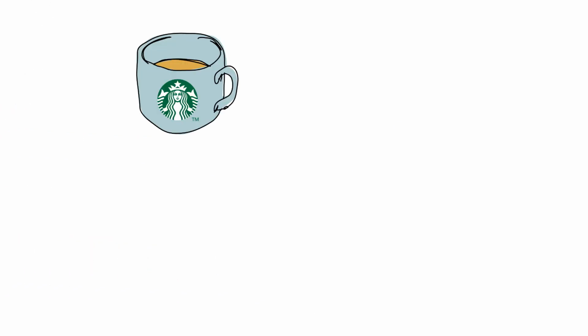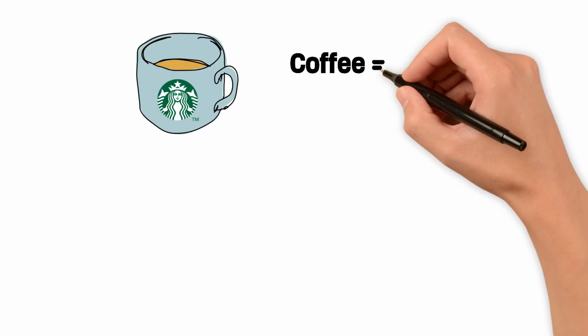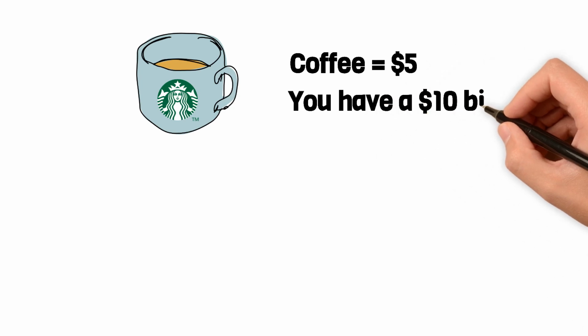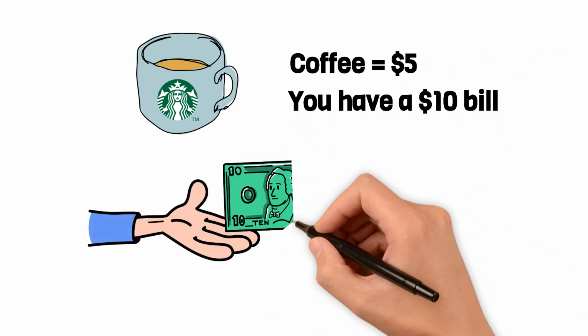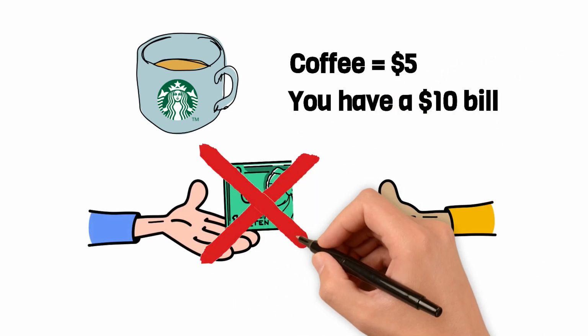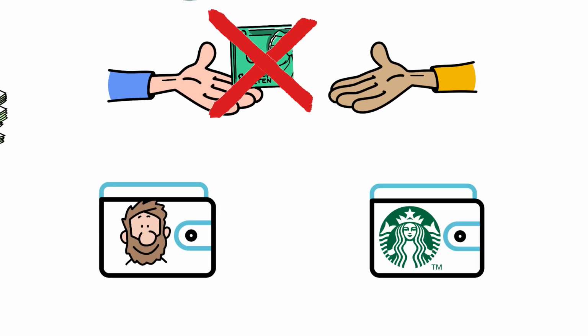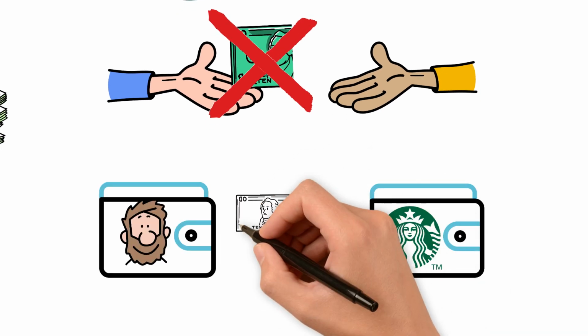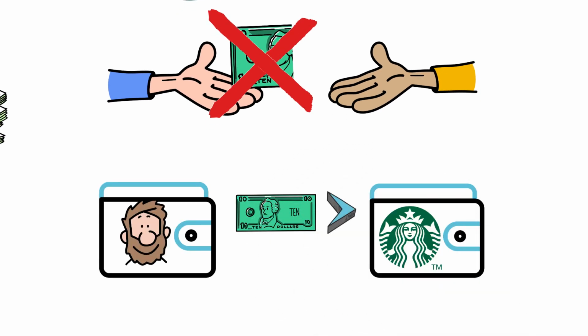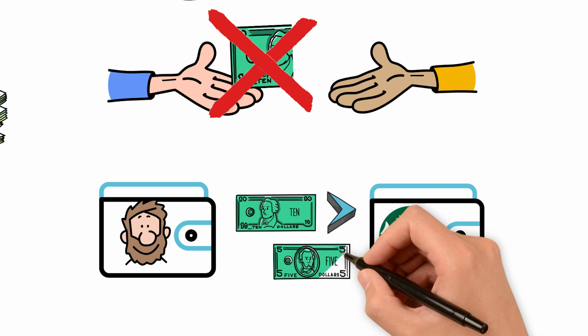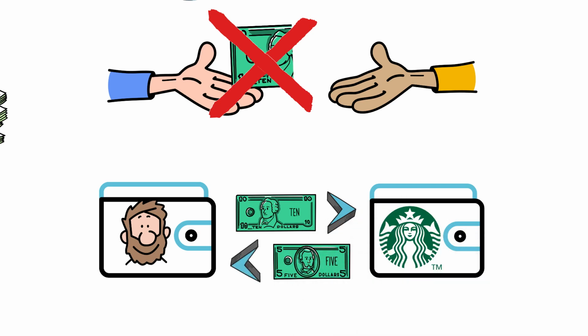Imagine you walk into a coffee shop. Your coffee costs $5, and in your wallet, you only have a $10 bill. You can't rip your $10 bill in half to represent $5, so instead, what do you do? You hand over the entire $10 bill. The cashier takes $5 for the coffee and gives you $5 back in change. Now, even though you only meant to spend $5, the whole $10 bill had to be used, and then you receive some change. Well, that's exactly how Bitcoin works.